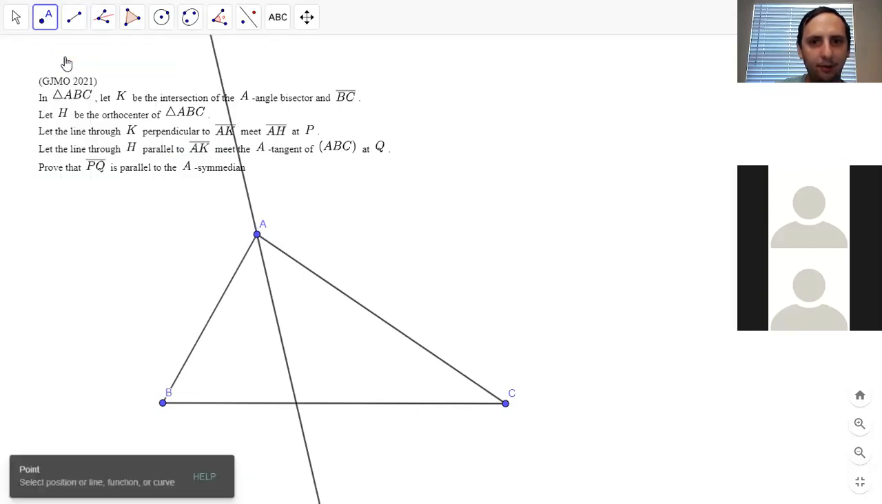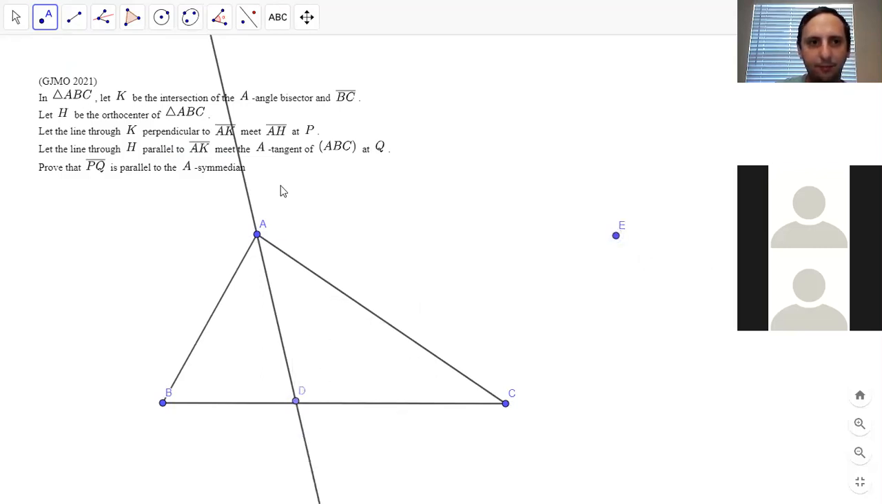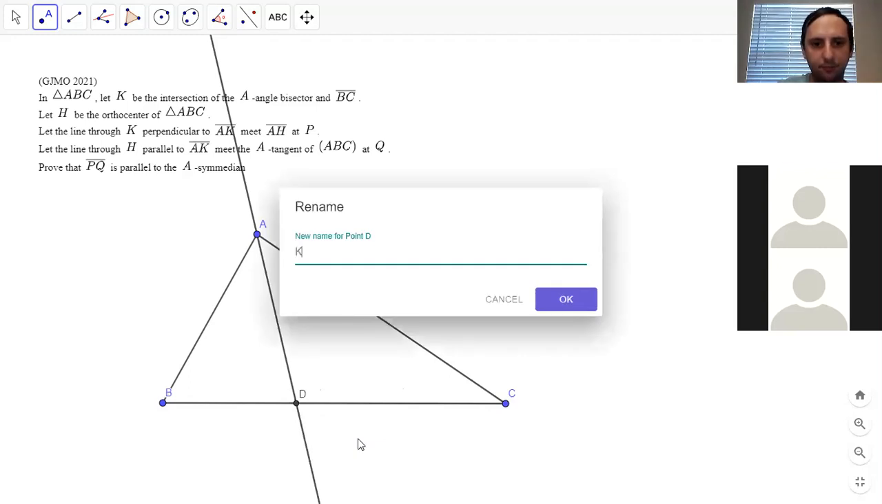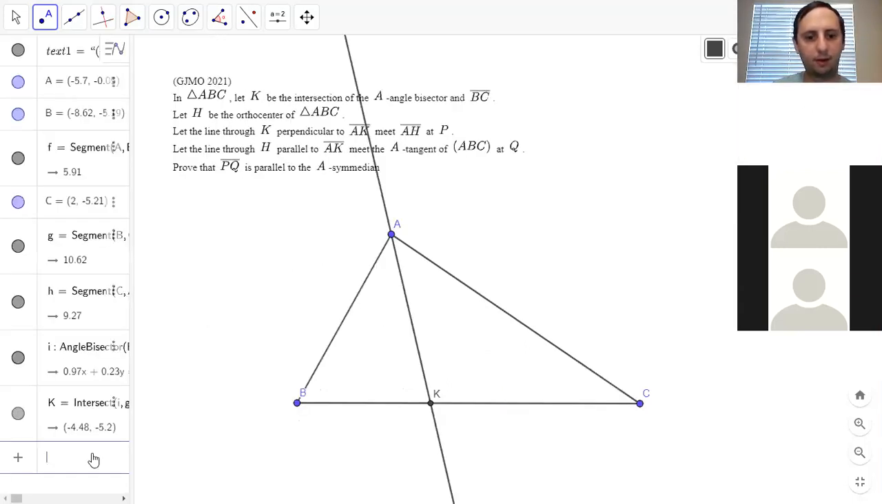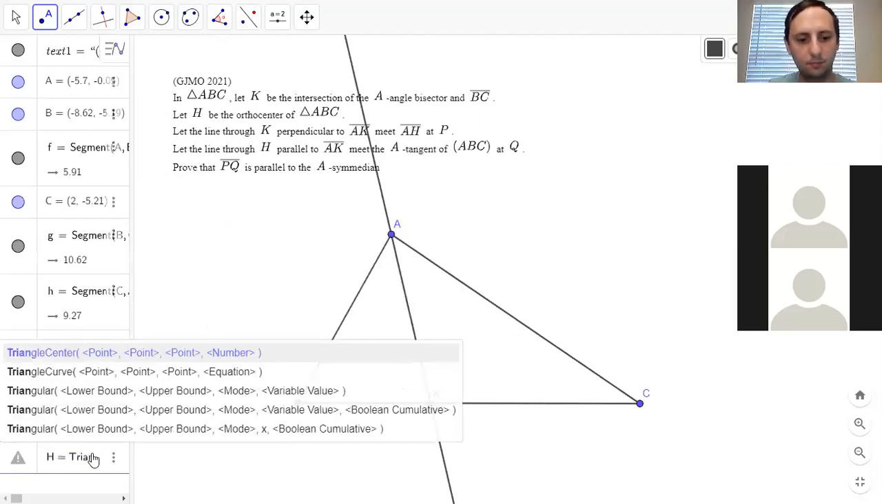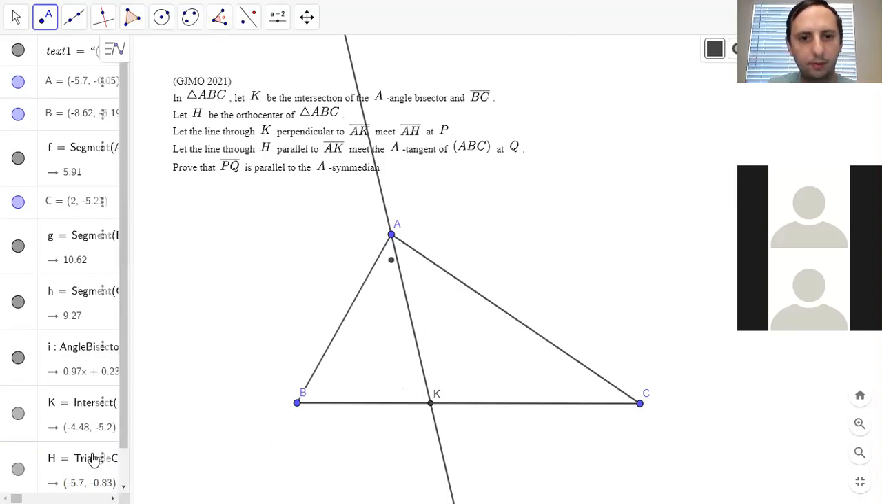K is the intersection of the angle bisector and BC. So if you already know the solution, don't give it away. Oh, whoops, my bad. So this is K. H is the orthocenter. I usually just like drawing it using the algebra tool. So that should be 4, I believe. Yes.